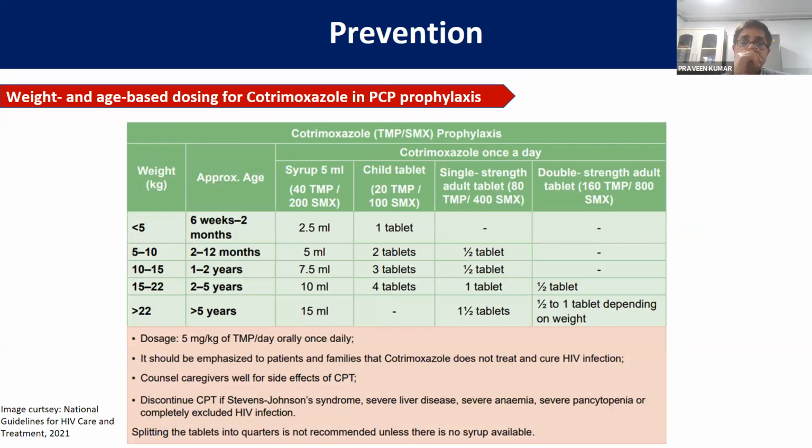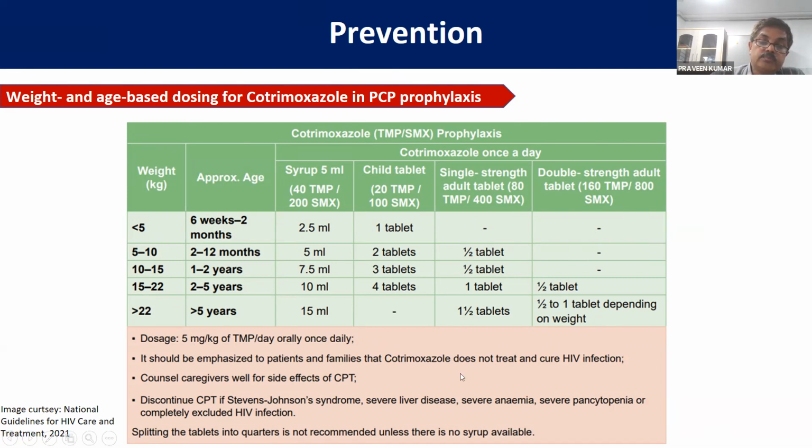For children, we have a recommendation according to the weight band, for how much cotrimoxazole prophylaxis we have to give. So this is usually given in the dose of 5 mg/kg orally, once daily. That is what you give. You can use this weight band, which is available in your ART centers.